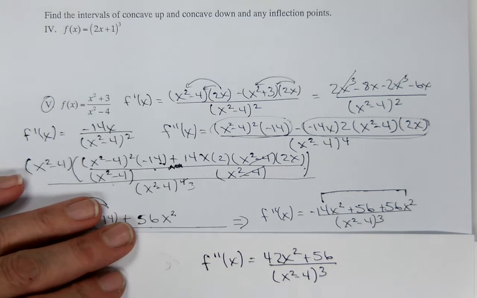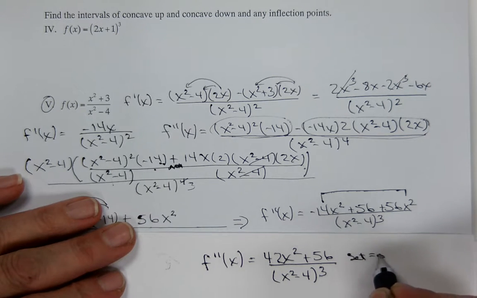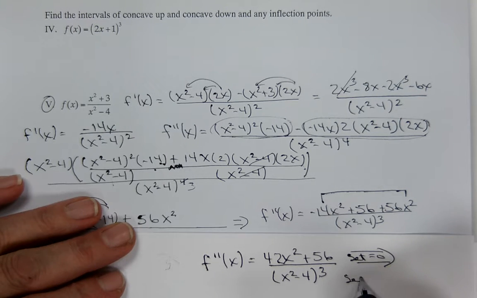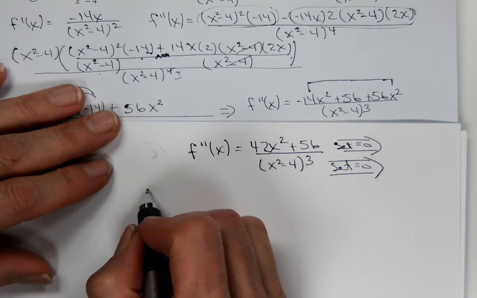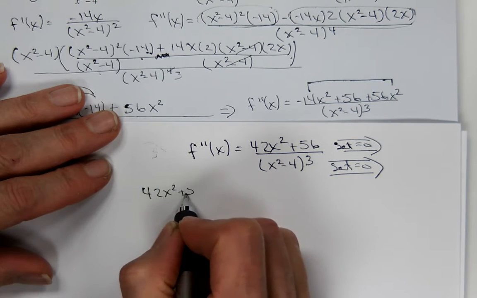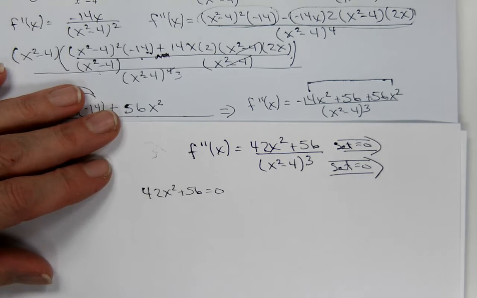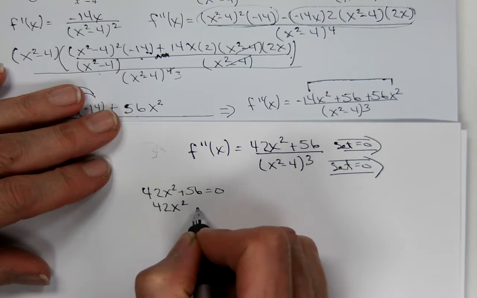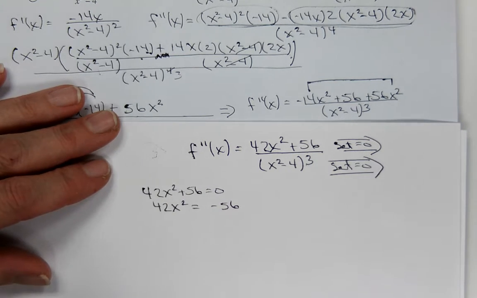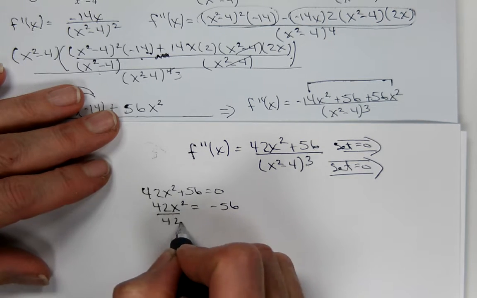Okay, so we want to find out where the second derivative is 0, where the second derivative does not exist. And so you're going to set the numerator equal to 0, and you're going to set the denominator equal to 0. So when we set the numerator equal to 0, we have 42x squared plus 56 equals 0, and we subtract 56 from both sides. So now we have 42x squared equals negative 56. Divide by 42 on both sides.